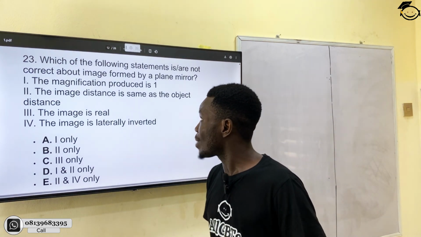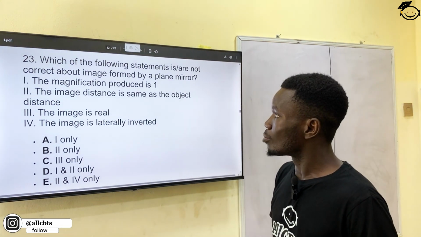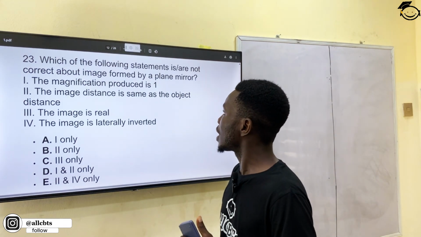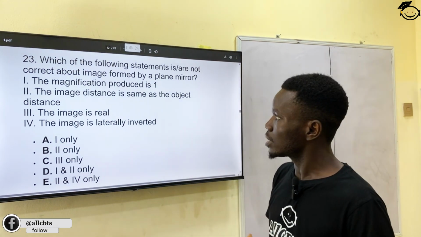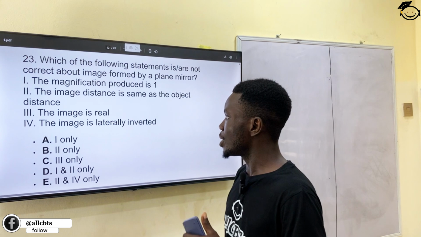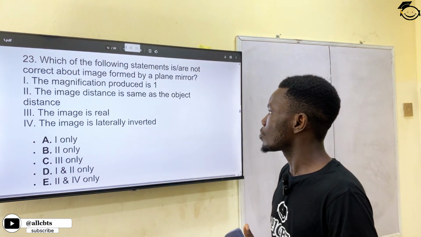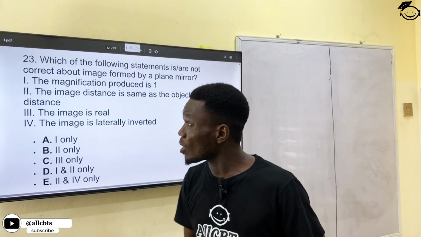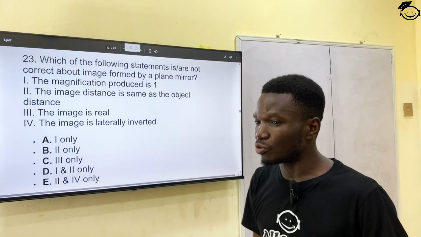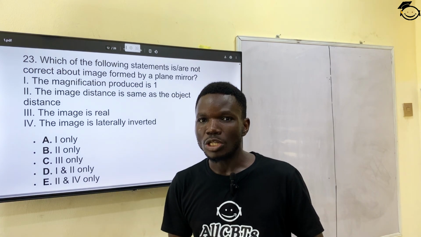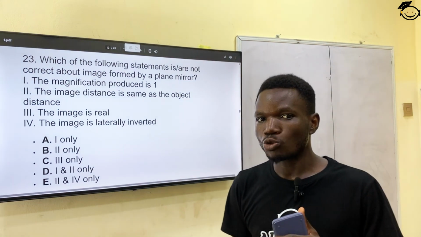Roman figure 1 says the magnification produces 1. Roman figure 2 says the image distance is the same as the object distance. Roman figure 3 says the image is real. And Roman figure 4 says the image is laterally inverted. The only one that is not correct there is that the image is real. A plane mirror does not produce a real image, it produces a virtual image.